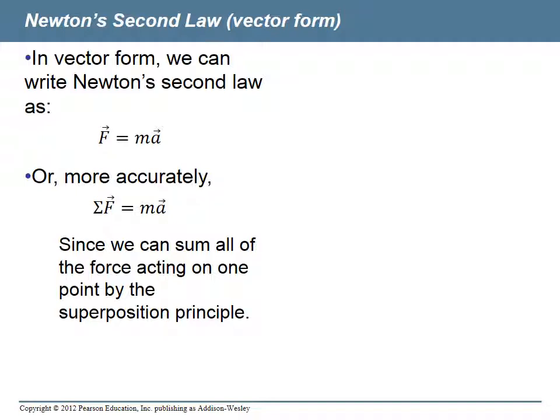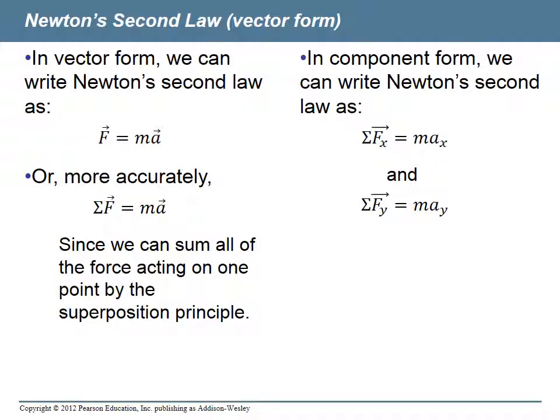Or, to be more accurate, it's actually the sum of the forces is equal to the mass times acceleration. And this is how we can find the net force and get the net acceleration, right? So if I had 3 or 4 different forces acting on it, I can break it up into its components, find the sum, find the net force, and then I can get my acceleration. Since we can sum all the forces acting on one point by the superposition principle, that's why we can call it this.